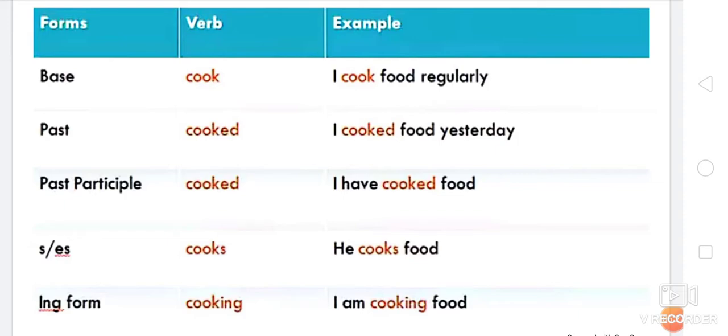So suppose I want to tell someone that I have cooked food. For example, I want to tell my friend that I had cooked the food. So I will say that I have cooked food.